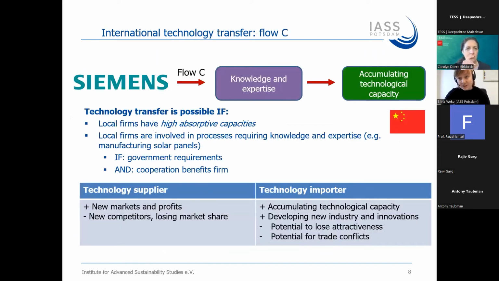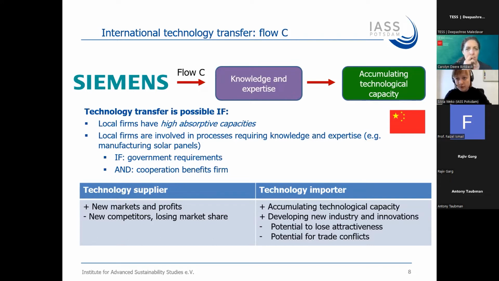Finally, flow C, and this is the good stuff. Here's the real tech transfer and how we get green development. This isn't occurring in Jordan, so I'll switch to the example of China, which is the one that people I think already know, where we have a very high flow of knowledge and expertise, not only hardware. And so local firms are able to accumulate this technological capacity. They're able to adapt it, and they're eventually able to invent new things, export them. And this is possible because they're involved in these processes that require the knowledge and expertise.